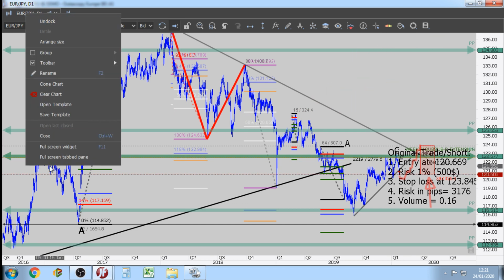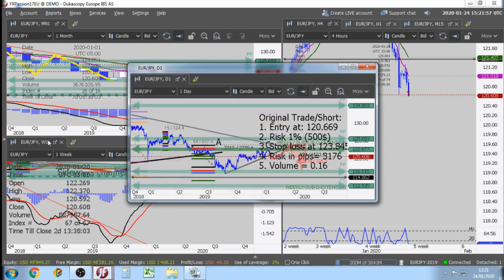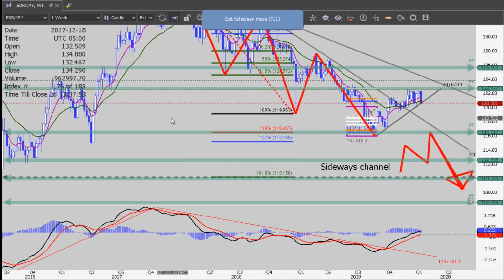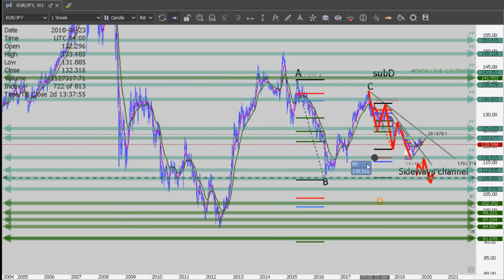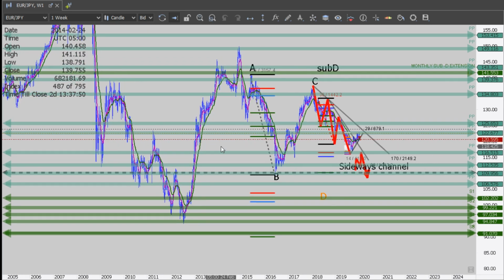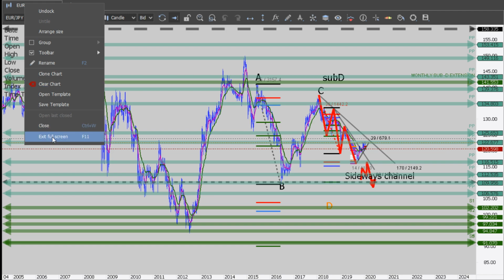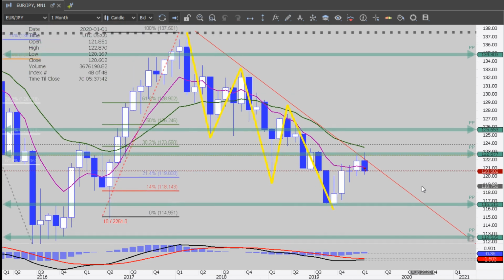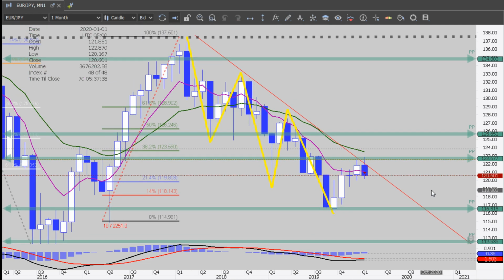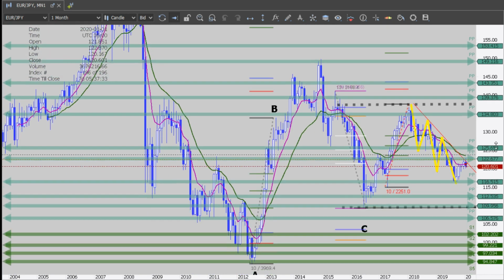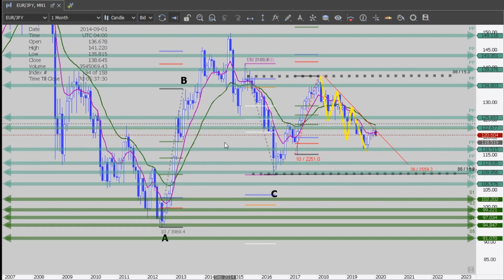Now let me check. I didn't check Euro JPY for quite some time. Okay, so sideways channel. Okay, now we are down. We have a down Fibonacci on the weekly. What about the monthly? Let me see. Okay, so this is the monthly, right? We can expect, because the higher time frame controls the smaller time frame, and this is the monthly chart, this market long term is supposed to go up, right?